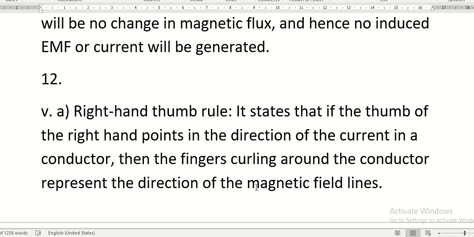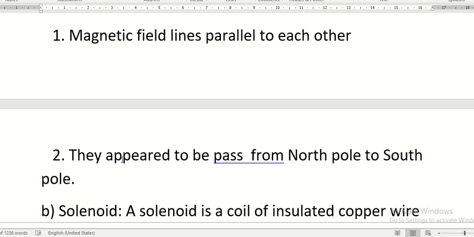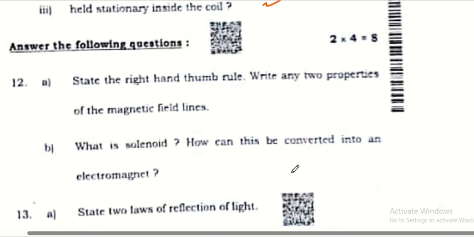So this is the right hand thumb rule. And the properties of the magnetic fields are: magnetic field lines are parallel to each other, and they appear to start from the north pole and end at the south pole, and they do not intersect each other. So these are the properties of magnetic field lines.